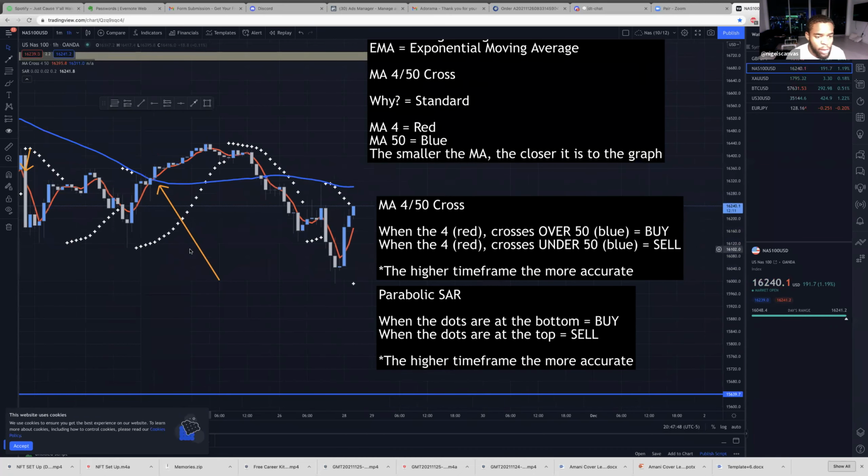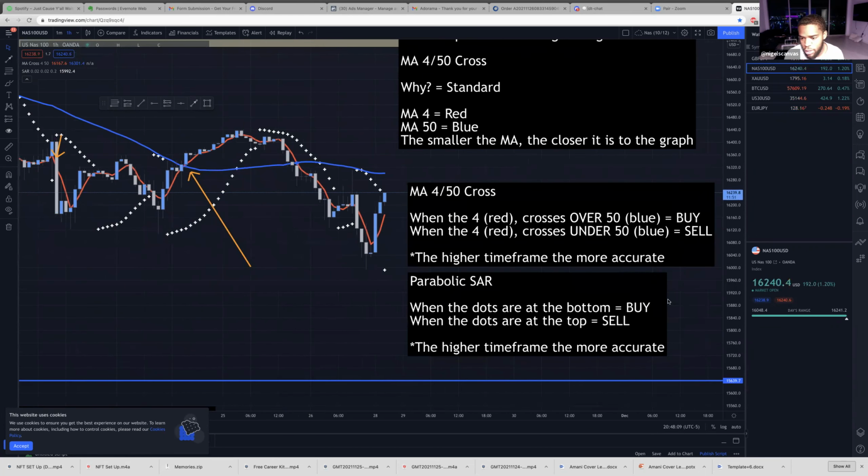Now, same exact thing. When our Parabolic SAR dots are at the bottom, what does that mean for us? A buy or a sell? All right, you guys got it. So now that's a 2 out of 2 trade.